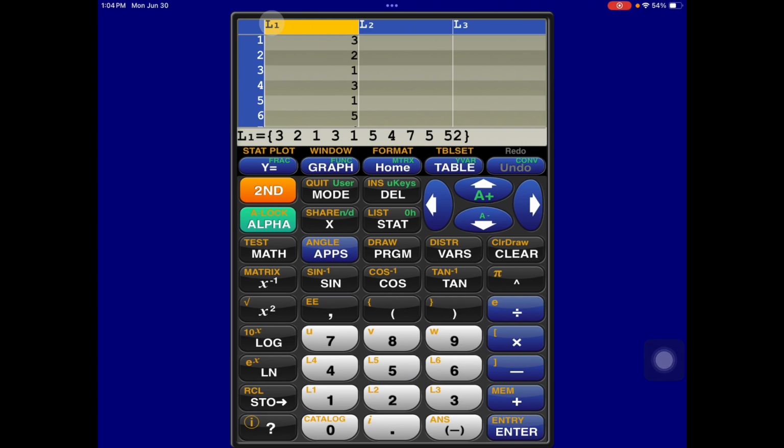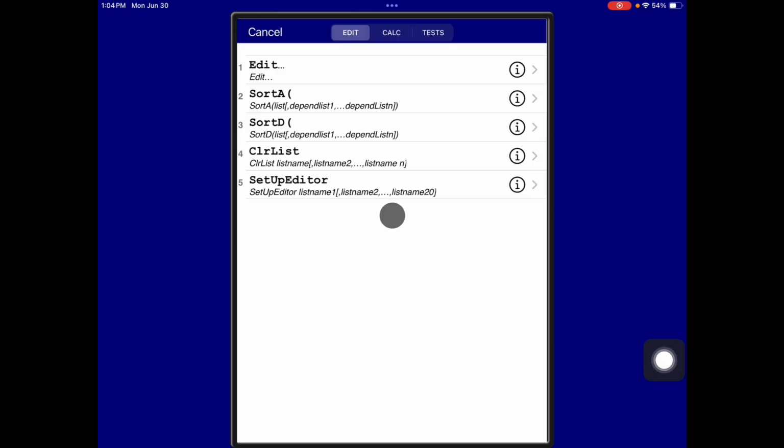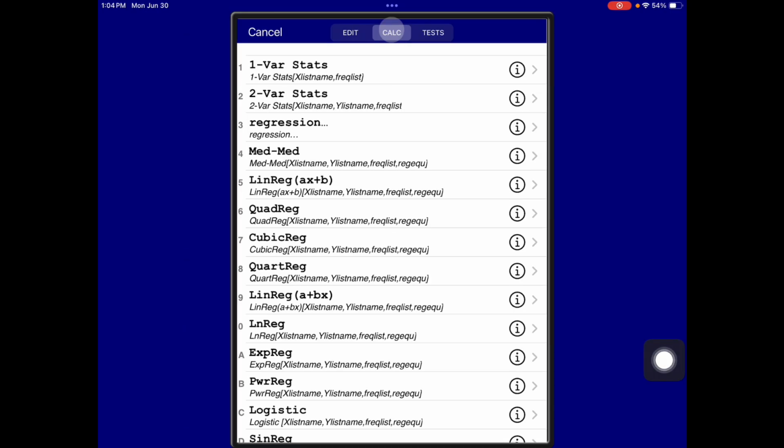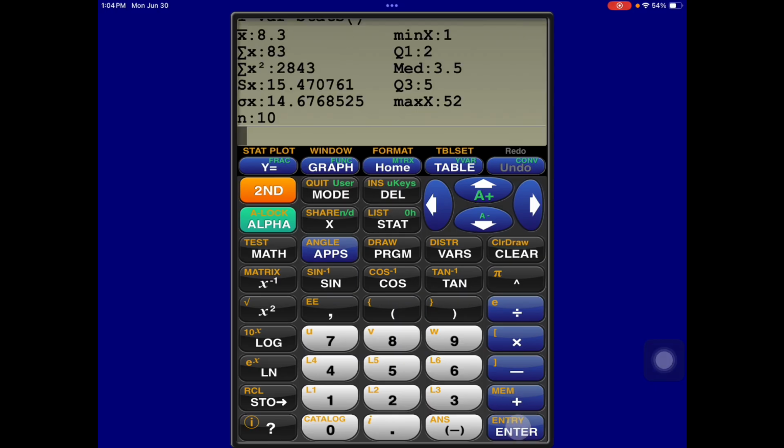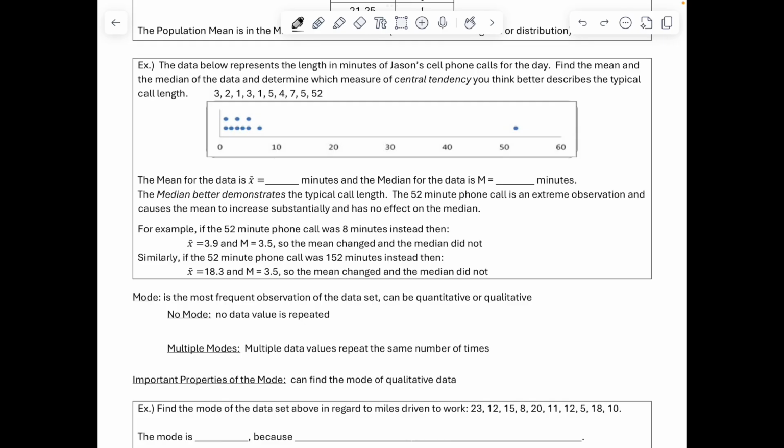From here, you need to select the Stat button again, scroll right to Calc, select 1-Var Stats, and select Enter. From here, you'll see your mean and your median. So the central tendencies that we have right now are either going to be our mean or median.